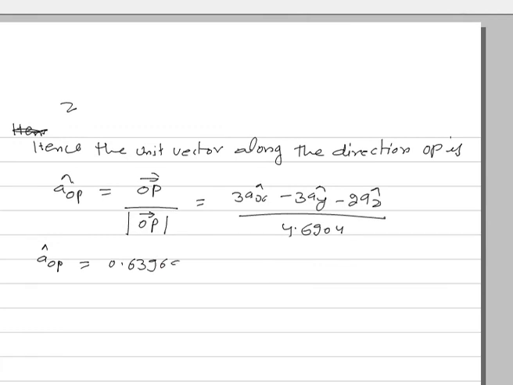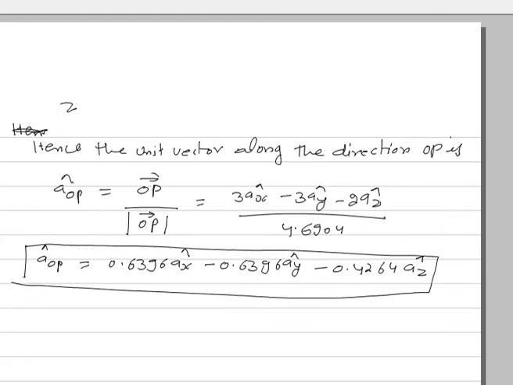Now this is the final expression of the unit vector: 0.6396 unit vector Ax minus 0.6396 unit vector Ay minus 0.4264 unit vector Az. So dear students, this is the final expression for the unit vector. Now we take another example for determining the unit vector. So this is example 2.